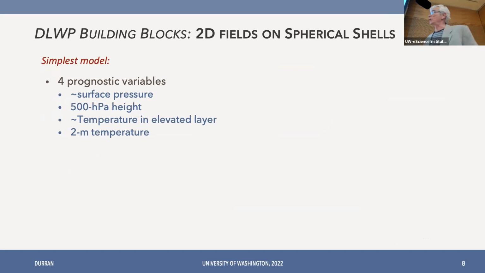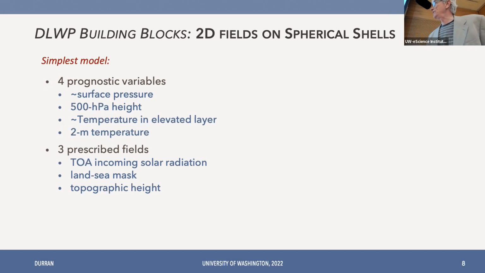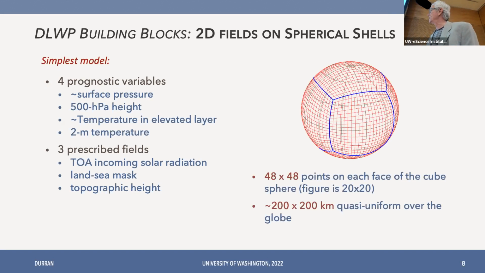I'm going to show you some results from our simplest model first, which just has 4 prognostic variables. And these are variables on a single 2D shell. So something like surface pressure, this 500 hectopascal height that I mentioned earlier, 2-meter temperature, temperature into the ground, and temperature in an elevated layer are our forecast variables. We also prescribed 3 fields: top of atmosphere incoming solar radiation, a land sea mass, and topographic height. And here's a picture of the cube sphere again. We're going to look at a 48 by 48 point discretization of each face of the sphere that gives us about a 200 by 200 quasi-uniform resolution over the globe.